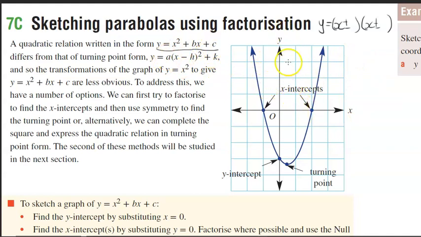In other words, when we have y equals x squared plus bx plus c, there are three main points of interest. The x-intercepts, which we can get by using the Null Factor Law by factorizing. The y-intercept, by substituting x equals 0 into the formula. And the turning point, by finding the two x-intercepts and then finding the middle of these two points. There's a method behind every single process. The x-intercepts and the y-intercepts you've seen before from previous exercises in the previous topic. The turning point will be something new, but it's relatively simple.